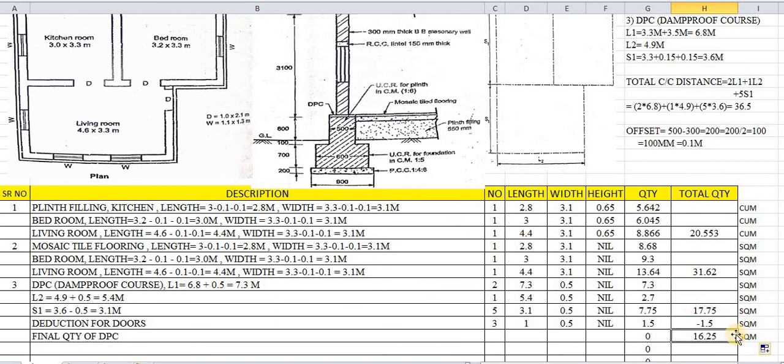So here I have discussed the most important concepts in this problem. We have discussed the concept of plinth filling, the concept of mosaic tile flooring, and the concept of damp proof course, DPC. These three concepts we have cleared in today's problem. Again we will practice this concept and see some more concepts in the remaining lectures. If anyone has doubts about how to calculate the quantity of plinth filling, mosaic tile flooring or DPC, they can ask me.